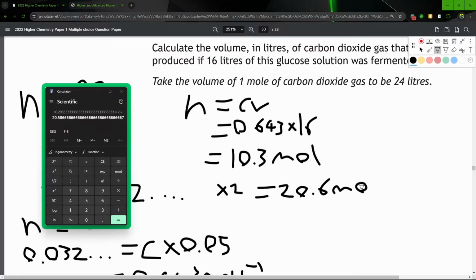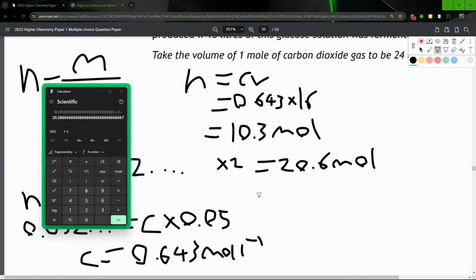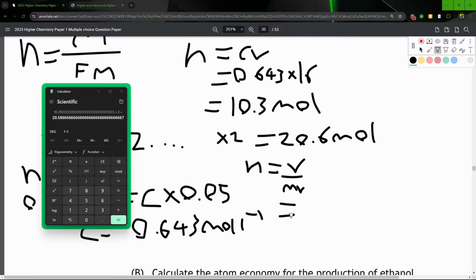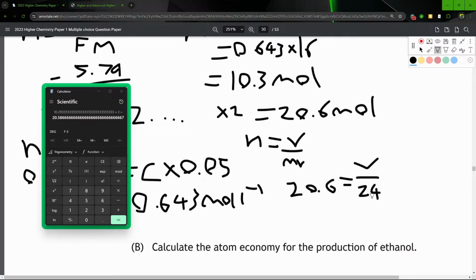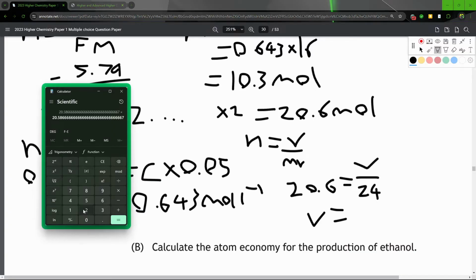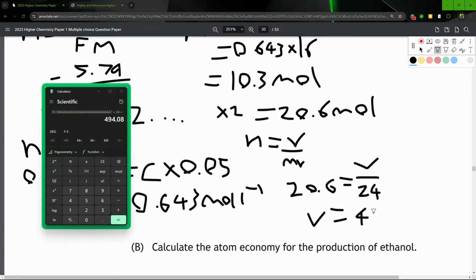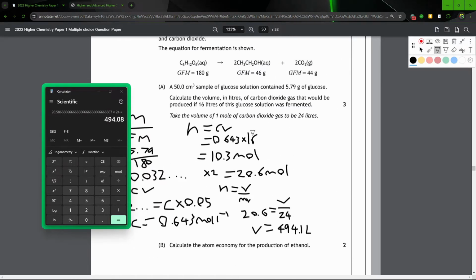20.6 moles of carbon dioxide, and then we can use the molar volume, which is n equals V over molar volume. So our moles is 20.6 over our molar volume, which is 24. So volume is something, and that something is this number here, 494.1 litres. So yeah, quite a large amount of carbon dioxide.